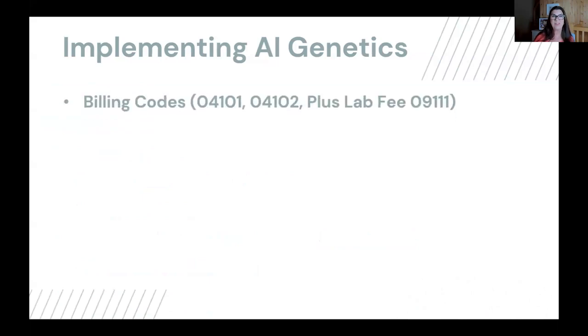Billing codes. Everybody always wants to know about the billing codes. These are potential billing codes that you could use: the 04101, 04102, and then the lab fee is 09111. And these are microbiological test codes that you could potentially use in your practice. But you also want to talk about insurance and that it may or may not cover it, but emphasize the long-term savings in time, pain, and money, and that can all be part of the discussion.